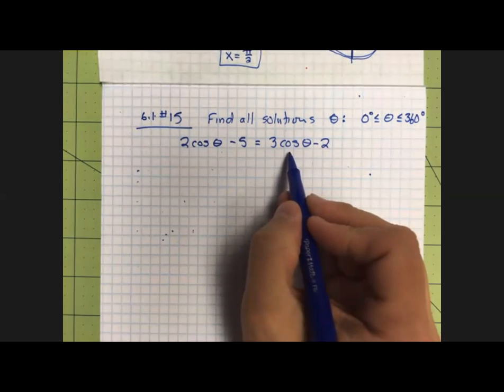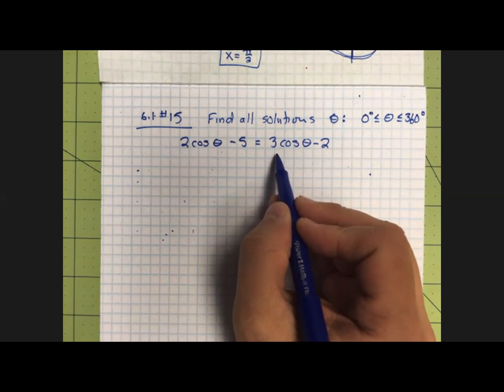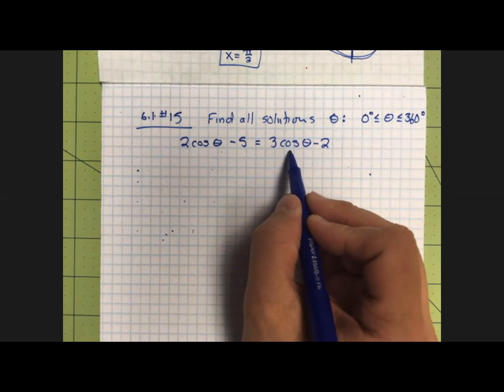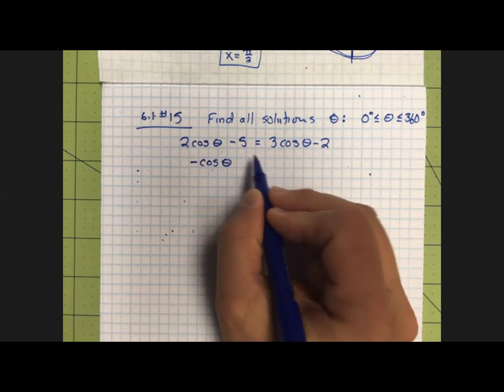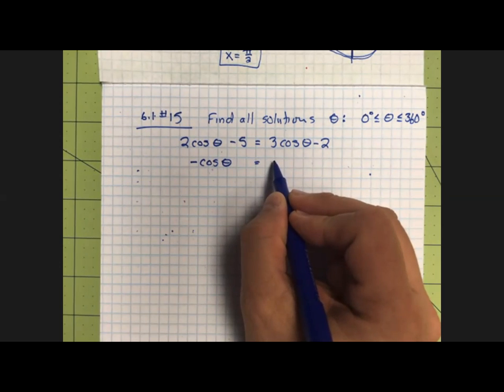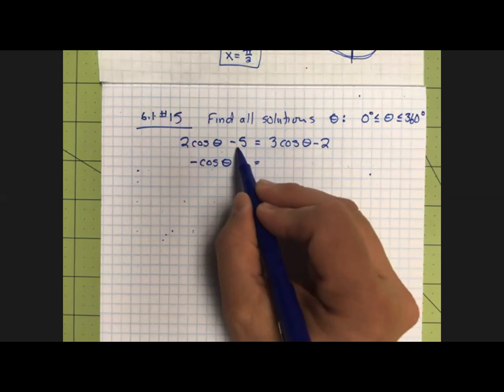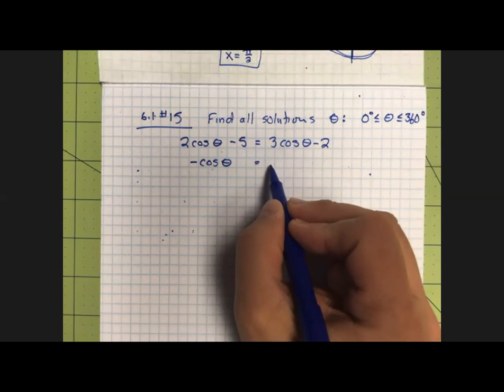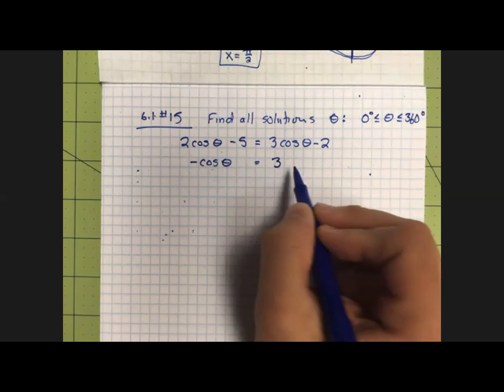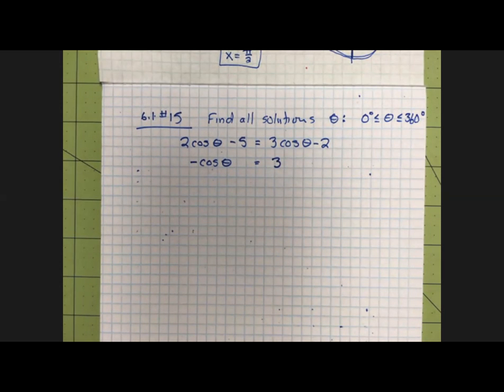Procedure is still the same. Solve for the trig function, then solve for the angle. So I can subtract 3 cosine theta from both sides. I can add 5 to both sides. That's making me very nervous. If I add 5 to both sides, what do I get? A physical 3? Now that should really make me nervous. But we have to go forward with the problem.